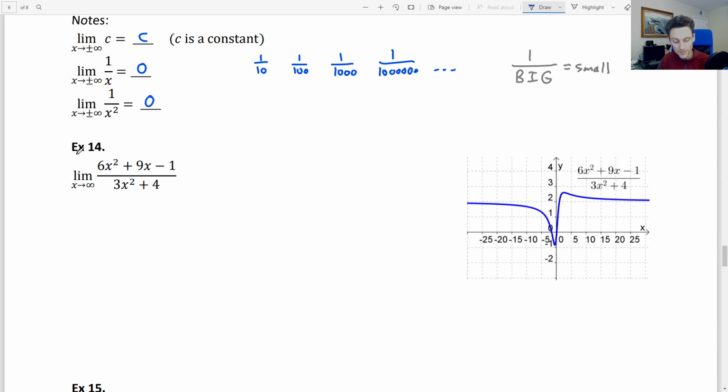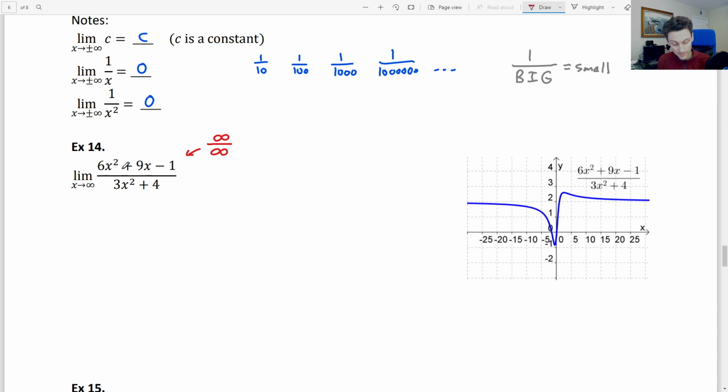Let's use these tools to evaluate these examples where we have limits with x approaching either positive or negative infinity. So in this case, we have x approaching positive infinity. Now, if we think about what the top and the bottom are doing separately, the top is getting bigger and bigger, approaching infinity. And the bottom is also approaching infinity. So you might say this is like an infinity over infinity kind of situation. This is one of the indeterminate forms, just like 0 over 0 was.